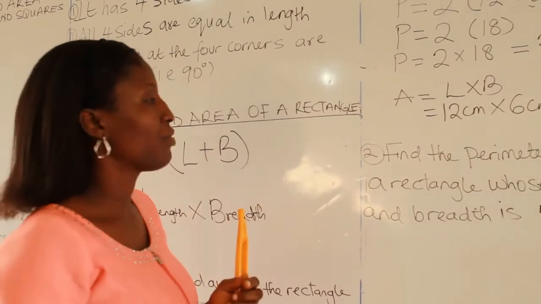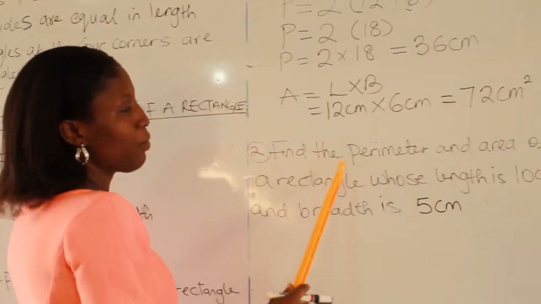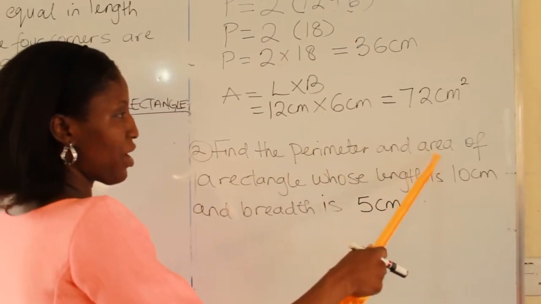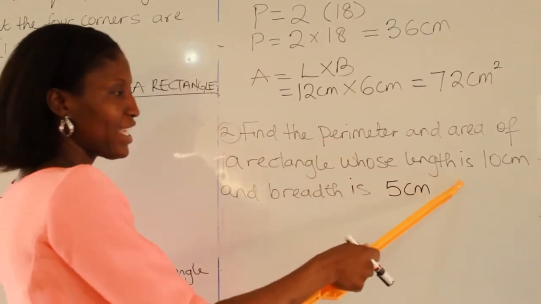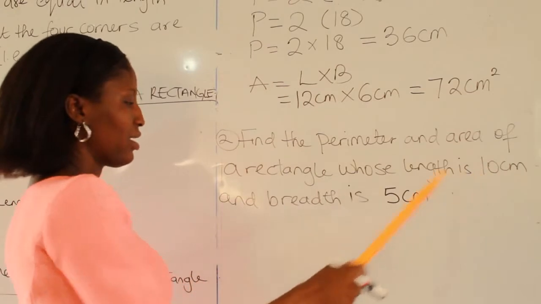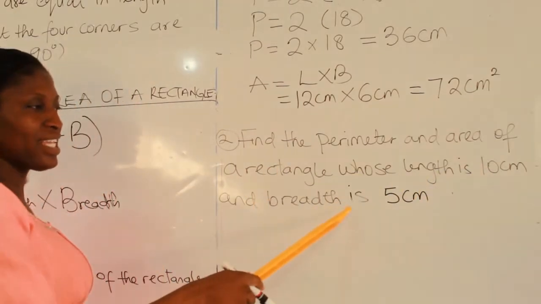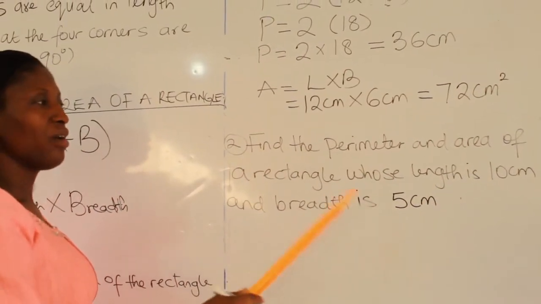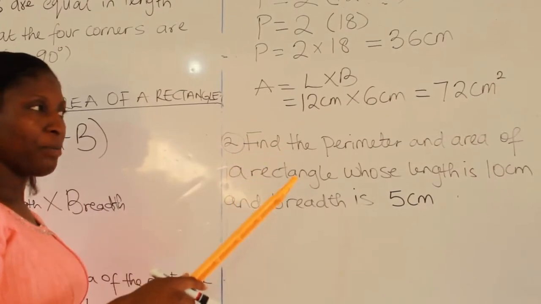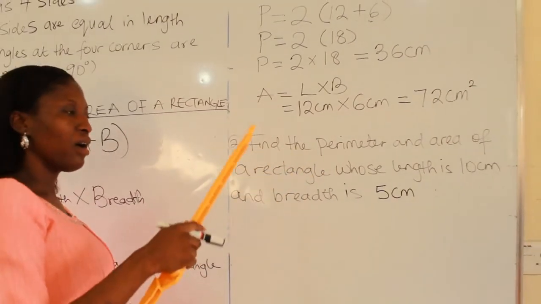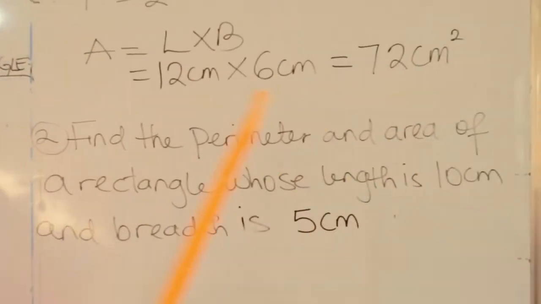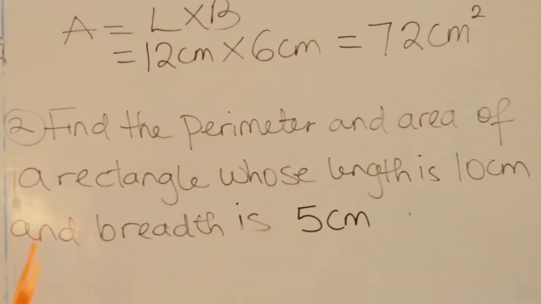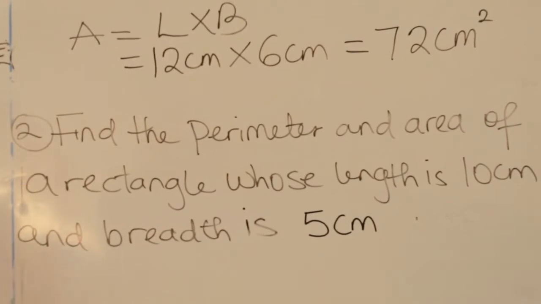Example 2. Find the perimeter and area of a rectangle whose length is 10 centimeters and breadth is 5 centimeters. So let's draw our rectangle.